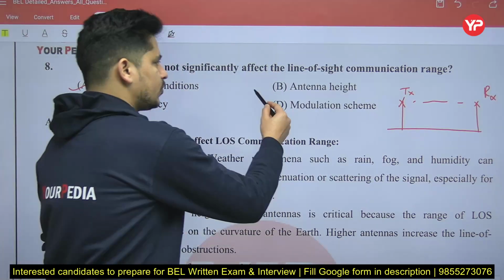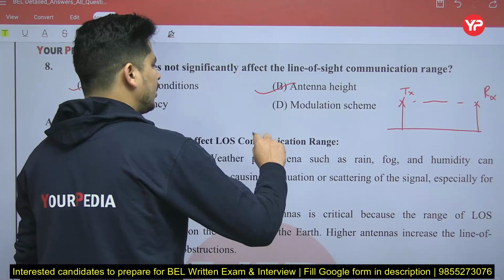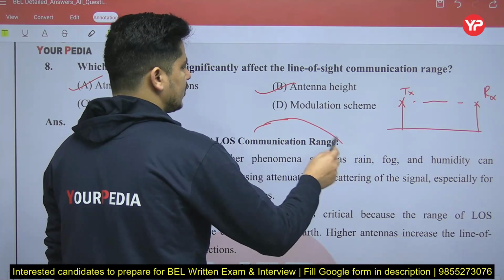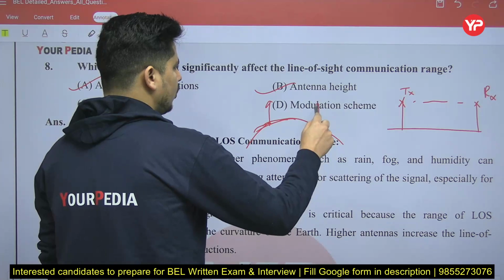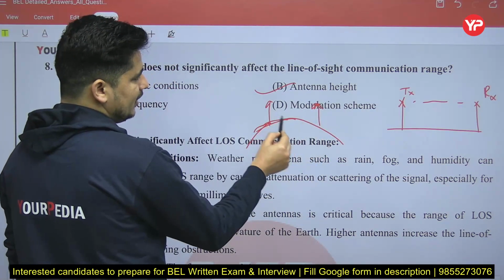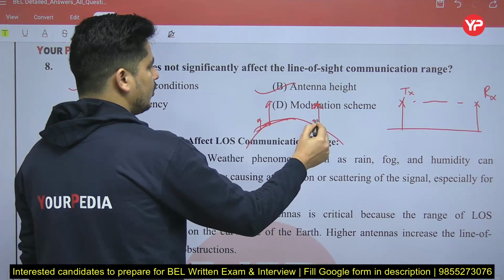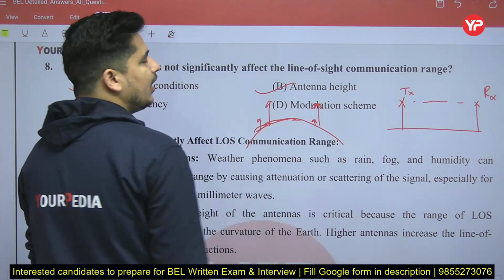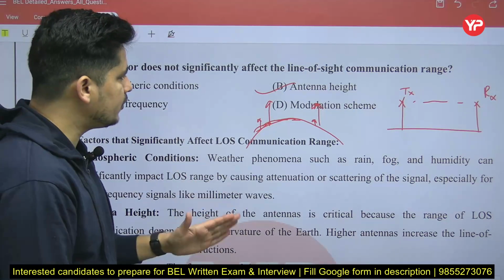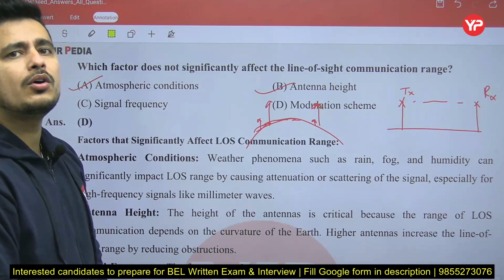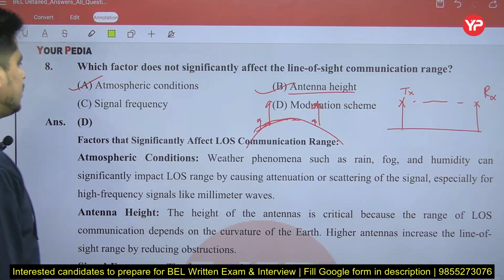Antenna height is also a matter. Earth is not flat, it is a round shape, circular shape. If your antenna height is less, it is not possible. Basically your transmitter is here, receiver is here. If antenna height is less on both sides, is line of sight communication possible? No. Line of sight communication will be possible when you have a sufficient amount of antenna height. So antenna height will affect your line of sight communication.